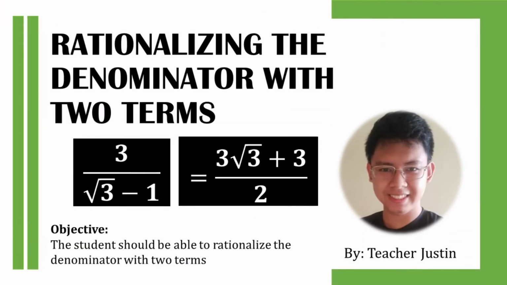On today's topic, we're going to talk about rationalizing the denominator with two terms. One of the rules for simplifying radicals is we are not allowed to have a fraction as our radicand, and we are not allowed to have a radical expression in our denominator. So here are the steps in order for us to rationalize our denominator.